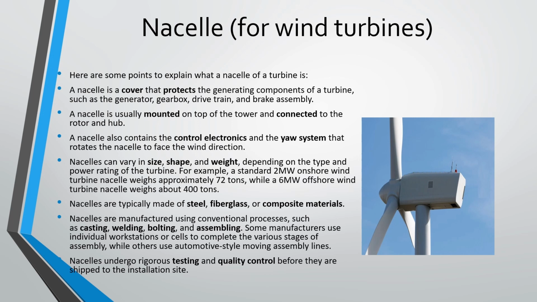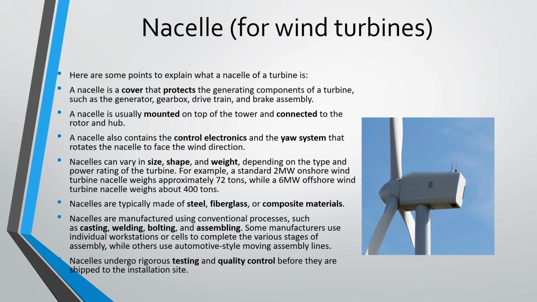Here are some points to explain what a nacelle of a turbine is. A nacelle is a cover that protects the generating components of a turbine, such as the generator, gearbox, drivetrain, and brake assembly.